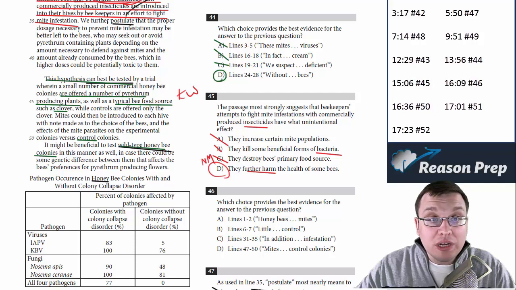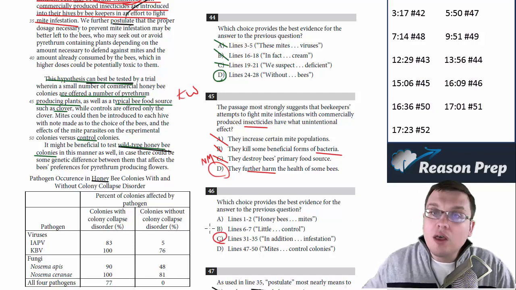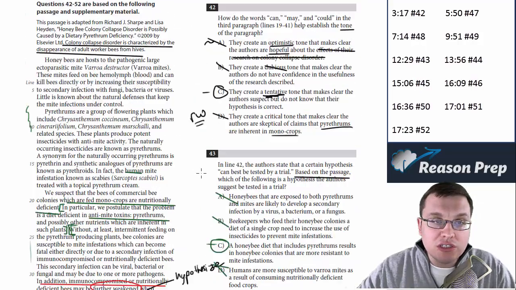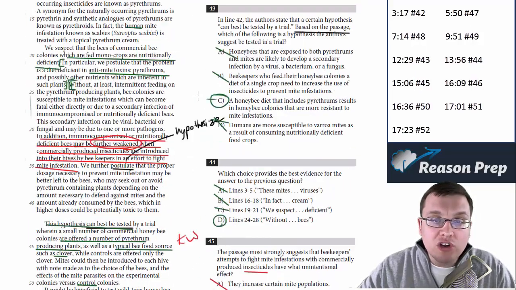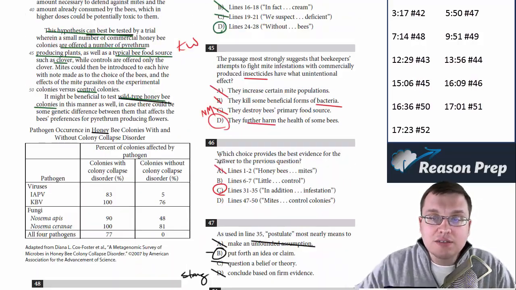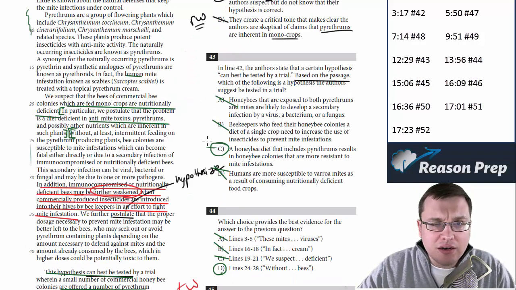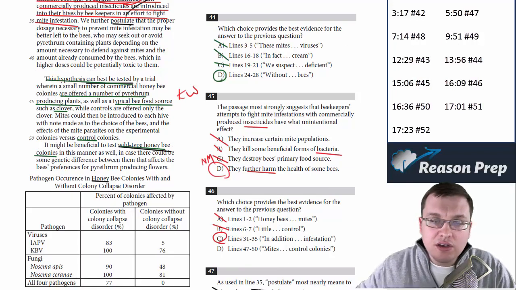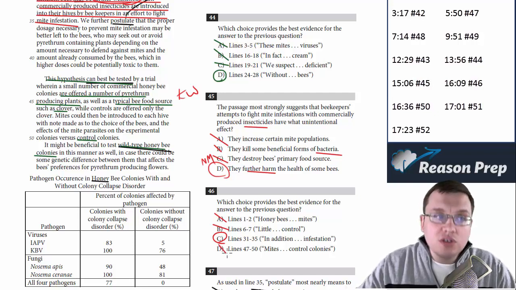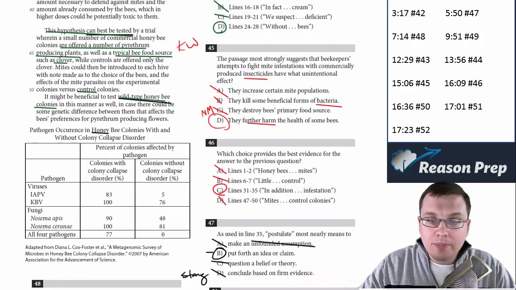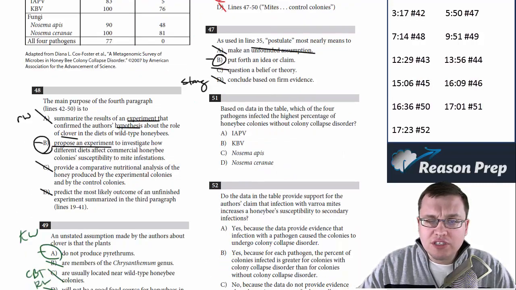So, following up on 46, we're probably looking for the answer between 31 and 35, and we find it. But again, we always check all four choices just to double check. 1 and 2 says nothing about insecticides. 6 to 7, nothing about insecticides. 47 to 50, nothing about insecticides. C's got to be our answer. All right, 46, 47, 48, 49.